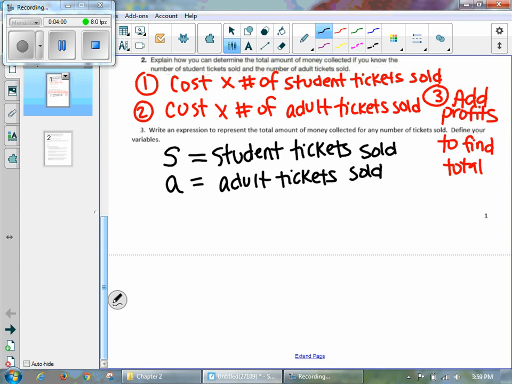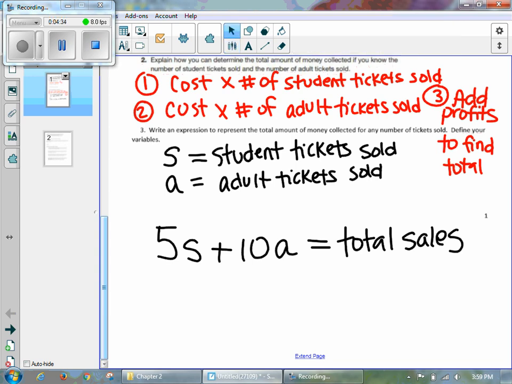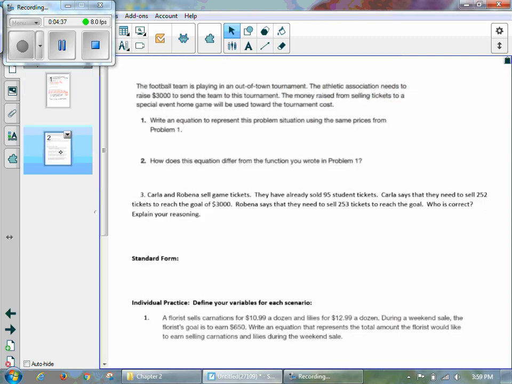Okay, so my variables are defined. Now I can set up my expression. I know it's $5 for every student ticket sold. So the cost times the number of student tickets sold, 5S, plus $10 for the adult tickets sold, so 10A, equals the total profits, or the total sales. So you wrote an expression that represents two different quantities, the number of student tickets sold and the number of adult tickets sold. Let's go to the next page.